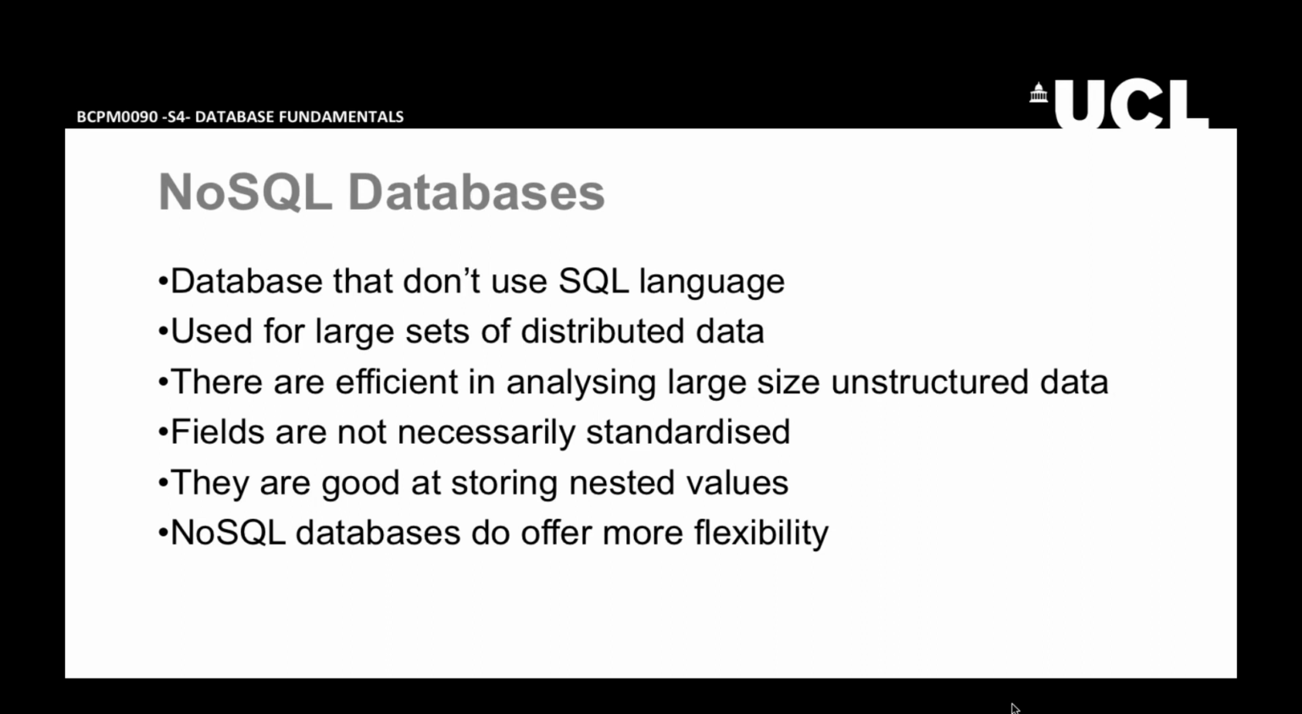The fields to organize the data in this type of database are not necessarily standardized, and they can be organized in different ways. These databases are good at storing nested values. Mainly, NoSQL databases do offer more flexibility, and they are usually better for scalability. And basically, the main difference with SQL or relational databases is that this data is not organized in tables following columns and rows, as we store the data in relational databases.